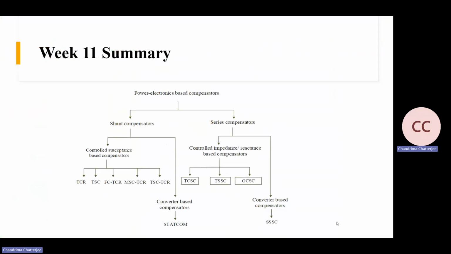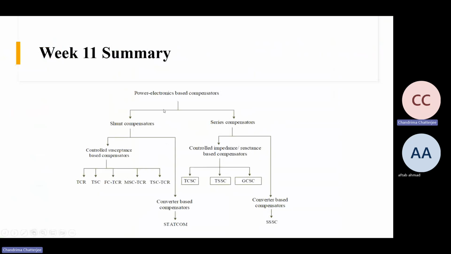This is a broad classification of power electronics based compensators. As we already discussed, there are two different categories, shunt compensators and series compensators, right? And under shunt compensators, we have several other subdivisions, right? Controlled susceptance based compensators. That's what we have discussed so far.